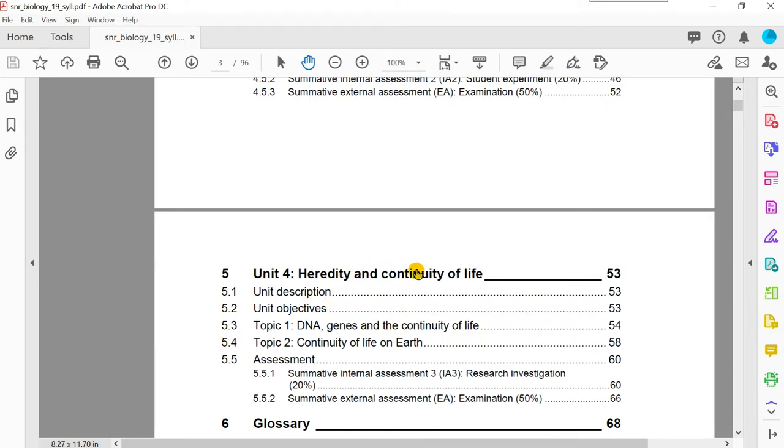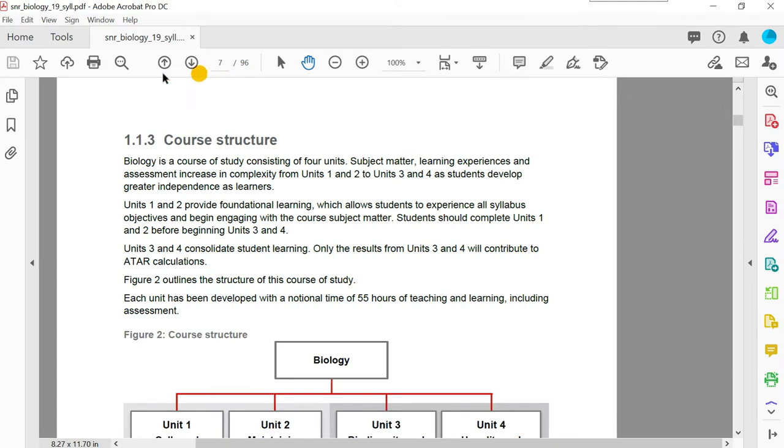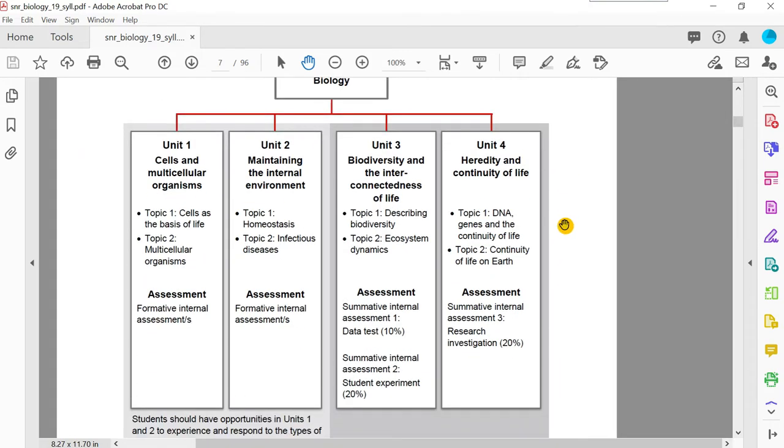So after you've made yourself familiar with those, we want to go to page 7, because this shows the course structure. In the course structure you will see that we've got the 4 units and the topics for each unit. So in year 11, the very first topic you will be doing is cells as the basis of life and multicellular organisms.